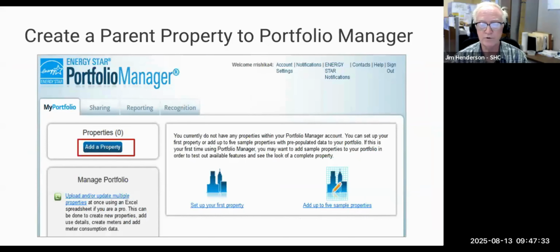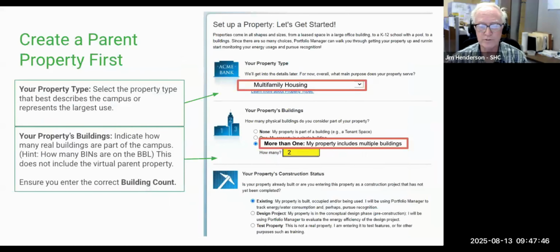And when you log into Portfolio Manager, to start the process to create your parent property, you select Add a Property on the upper left-hand side of the landing page. And that brings you to a series of steps. And again, create your parent property first.